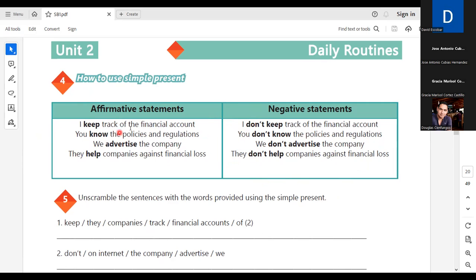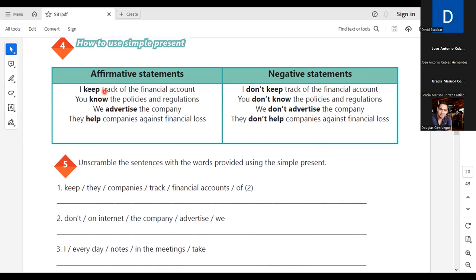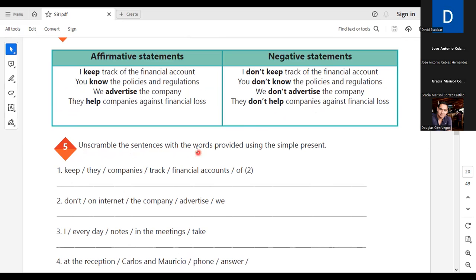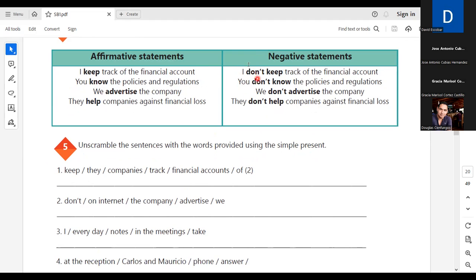So this is how we make affirmative and this is how we make negative sentences, right? Tomando en cuenta estas explanations, si se fijan las que están en negrita, pues como la prioridad, prestar atención, right? And then unscramble the sentence with the words provided using the simple present. Estas están en desorden. Ustedes tienen que poner la oración en orden. Se fijan el sujeto, el verbo y todo lo demás que tenga sentido. En negativo, el sujeto, el auxiliar don't, el verbo y luego todo el complemento, obviamente con sentido. ¿A qué me refiero con sentido? Que tenga lógica, pues, las palabras, ¿verdad? Ok. Acá keep, ¿qué es?